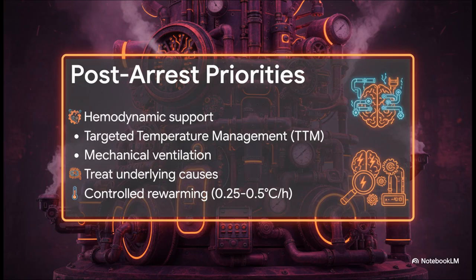So our priorities totally shift. We're now trying to protect the brain from injury. We'll manage their blood pressure, put them on a ventilator, but a really key intervention is something called targeted temperature management, or TTM. We deliberately cool the patient down to slow their metabolism and protect the brain from swelling. And just as important, the rewarming has to be slow and controlled, like 1/4 to 1/2 degrees Celsius per hour, so we don't shock the system all over again.